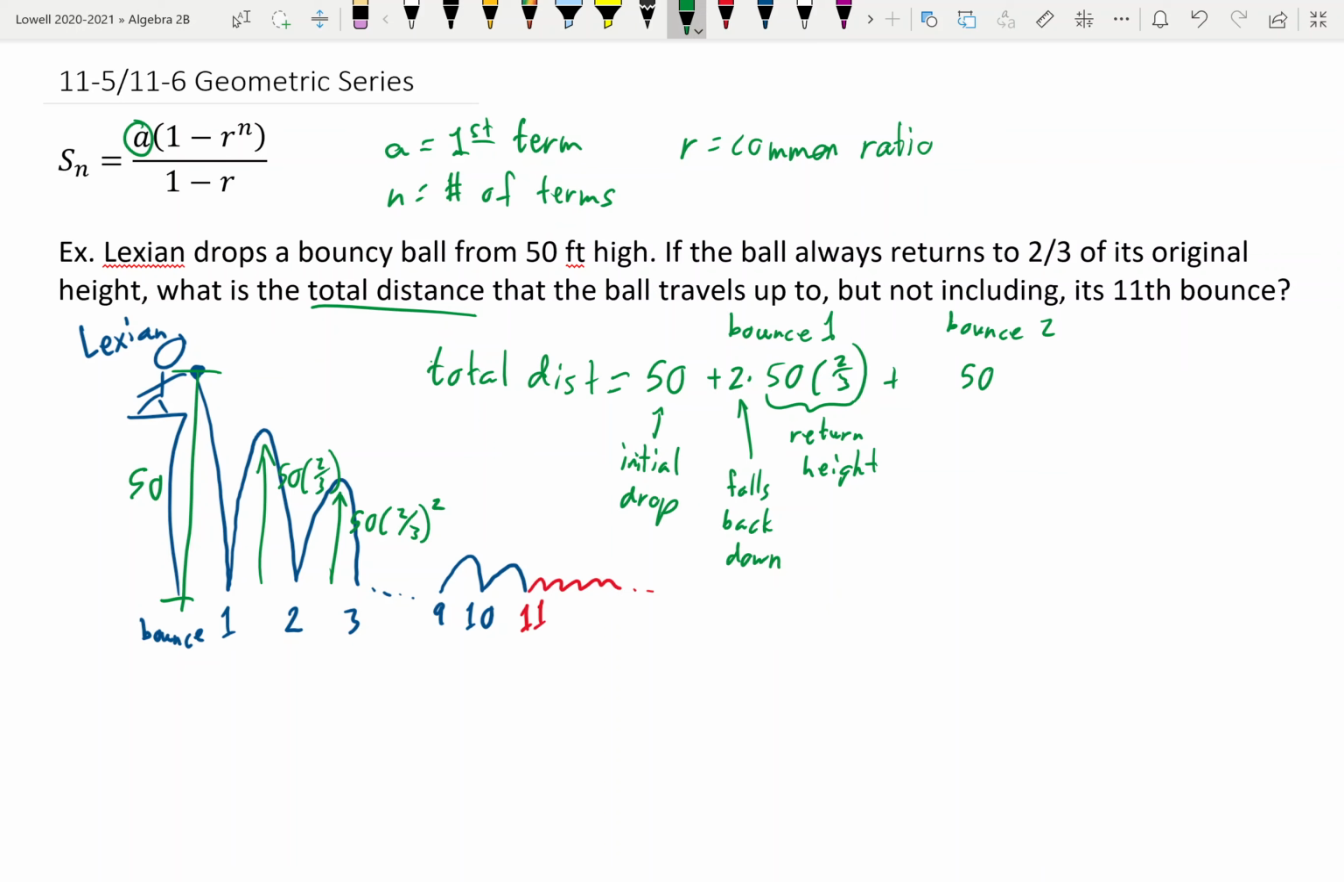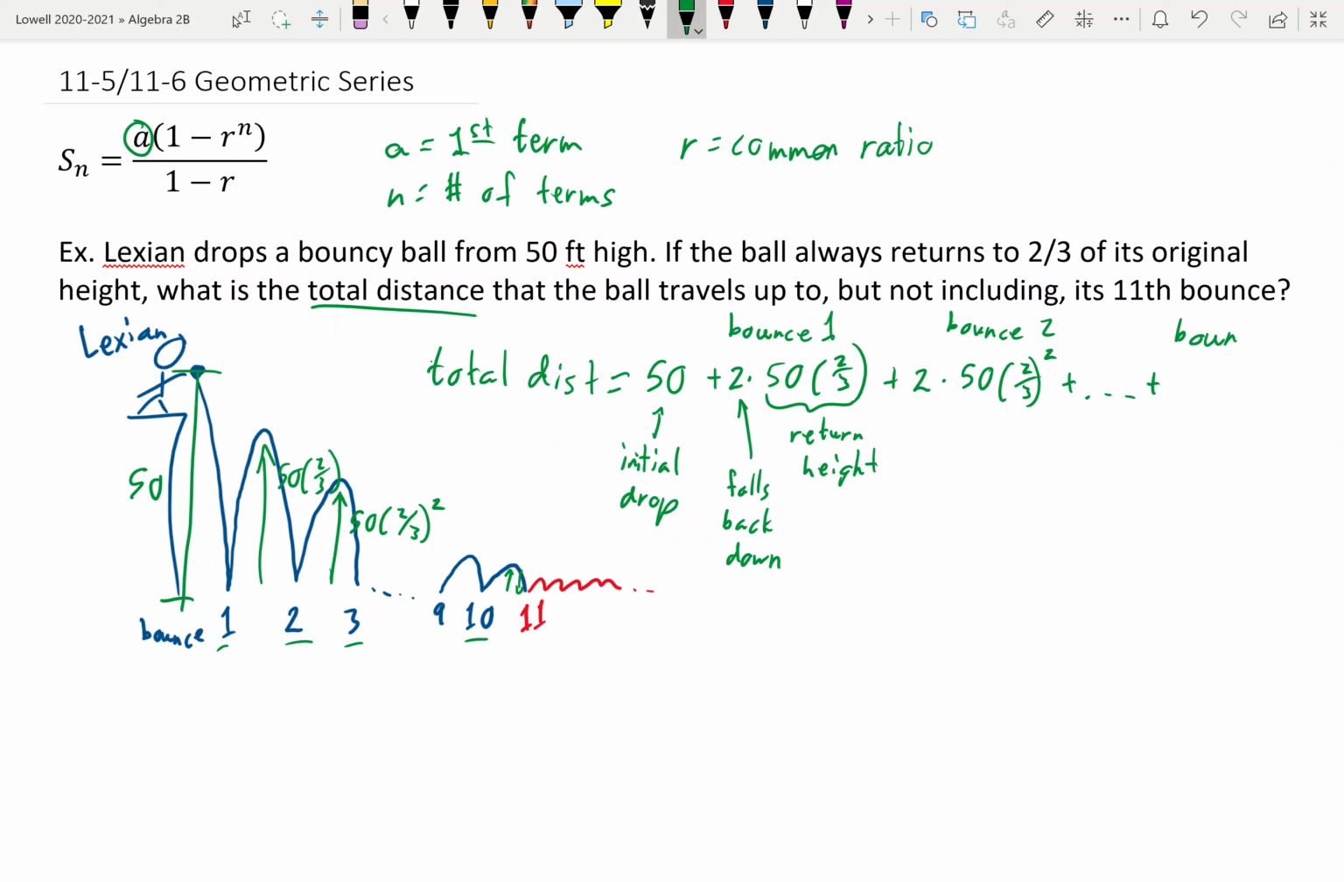again, whatever that bounce height was that it reached after the first bounce, on the second bounce it's going to go 2/3 of that. So 2/3 of 50 times 2/3 would be 50 times 2/3 squared. But we need to double that again. If we follow this through again, what bounces do we want to measure? Well, we want to measure bounce 1, 2, 3, all the way up through 10, again, going up and then down, but not 11. So we're going to stop this.